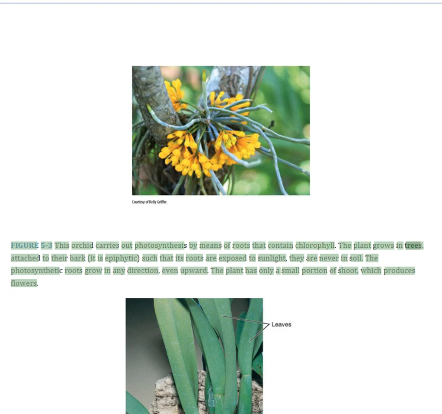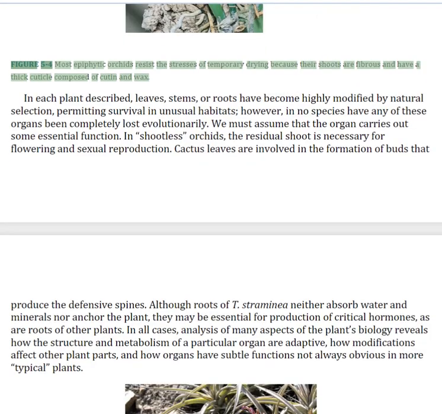Figure 5.3 This orchid carries out photosynthesis by means of roots that contain chlorophyll. The plant grows in trees, attached to their bark such that its roots are exposed to sunlight. They are never in soil. The photosynthetic roots grow in any direction, even upward. The plant has only a small portion of shoot, which produces flowers. Most epiphytic orchids resist the stresses of temporary drying because their shoots are fibrous and have a thick cuticle composed of cutin and wax.